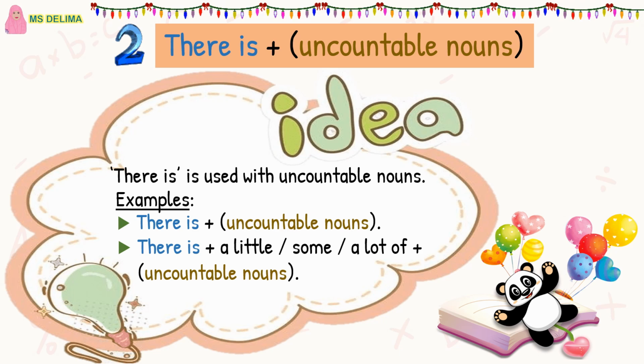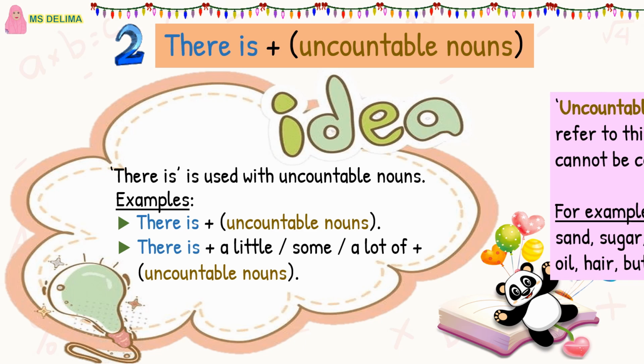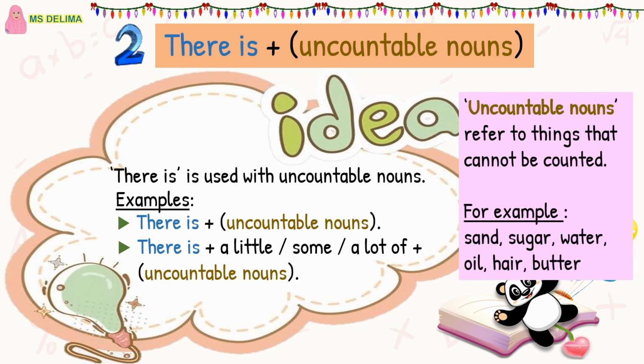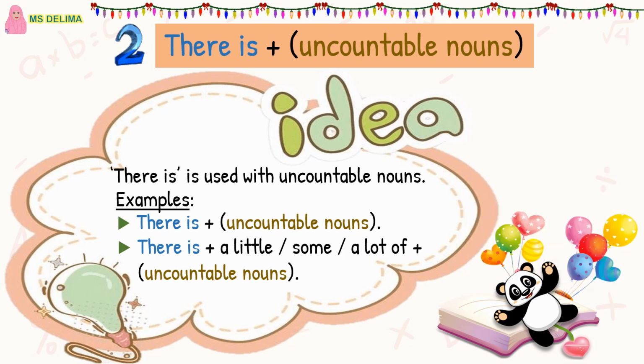Secondly, there is can also be used with uncountable nouns. Do you still remember the meaning of uncountable nouns? Uncountable nouns refer to things that cannot be counted. For example, sand, sugar, water, oil, hair, or butter. So, there is used with uncountable nouns. For example, there is plus uncountable nouns, or there is plus quantifiers such as little, some, a lot of, plus uncountable nouns.